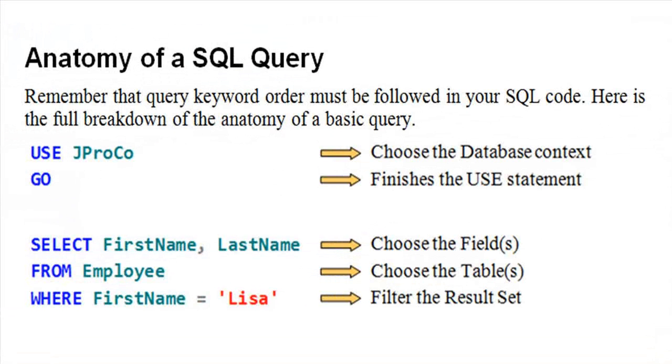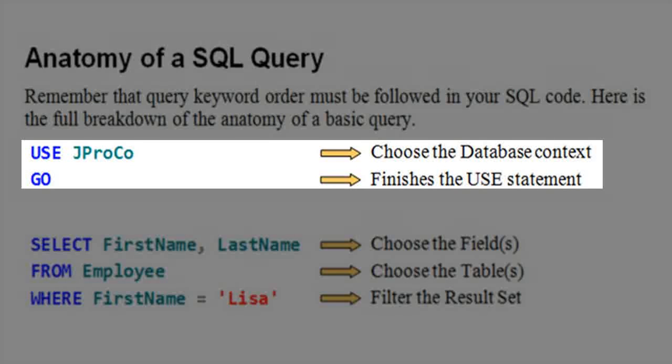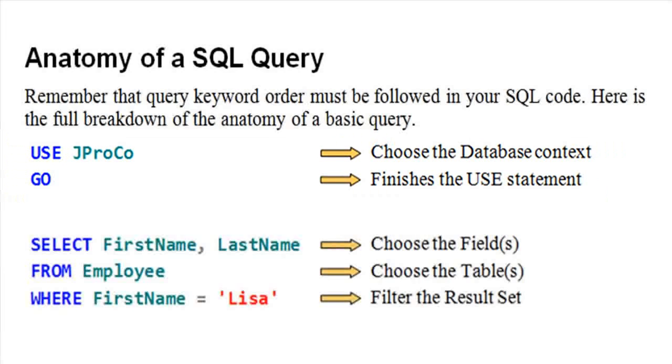So here's the anatomy of a SQL query. Now above the query, we can use a use statement just to set the right database context. But let's look at the query itself. After the keyword select, you're choosing the fields or columns you want. After the from, you're choosing the table or tables you want. And the optional where clause is for criteria, to filter for just the records you're looking for.